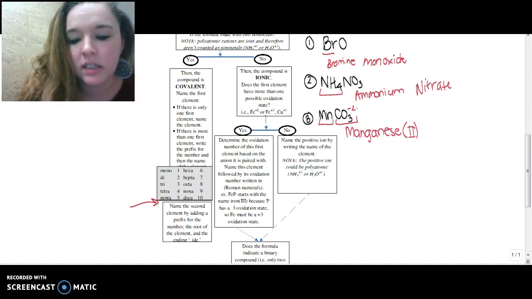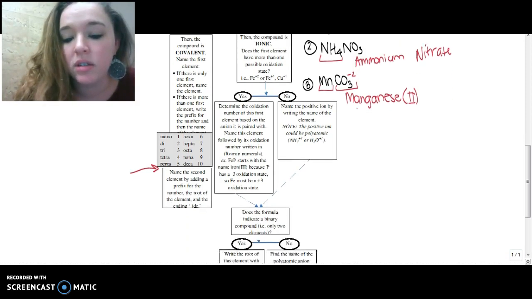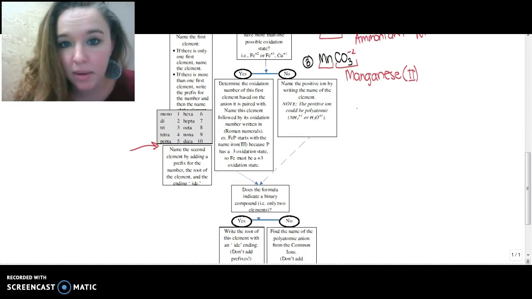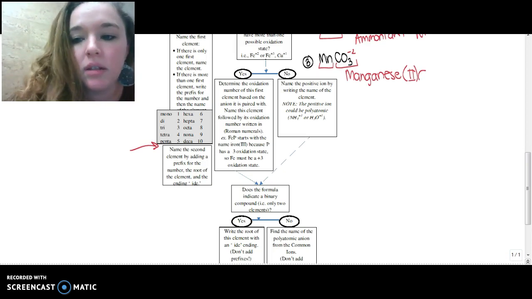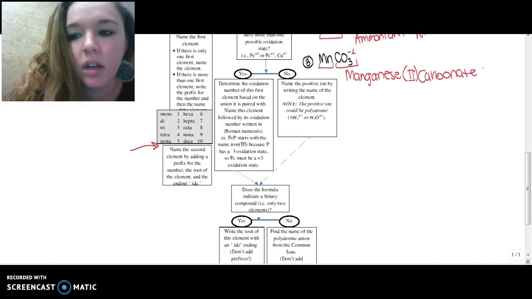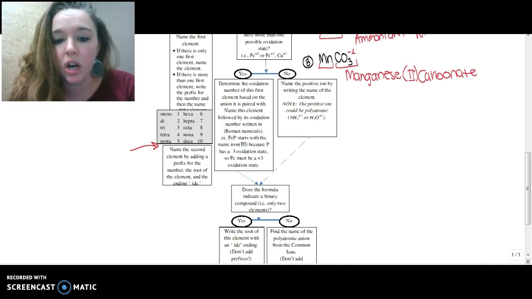And then it says, does the formula indicate a binary compound? The answer to that is no. We have a polyatomic ion in CO3, which is called carbonate. And that is how you will use the flow chart.